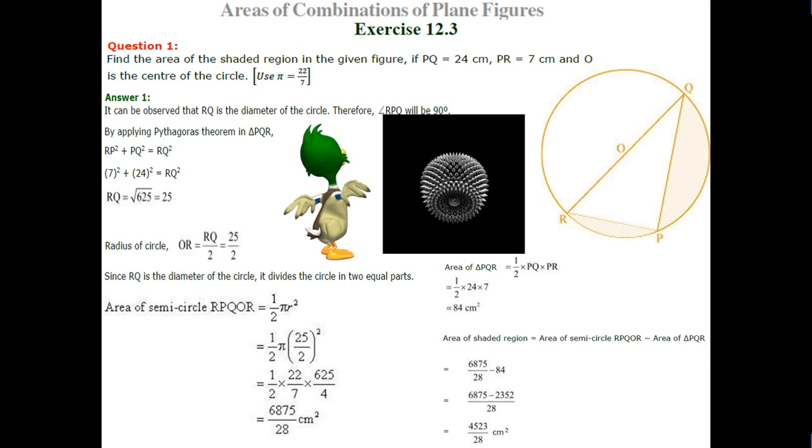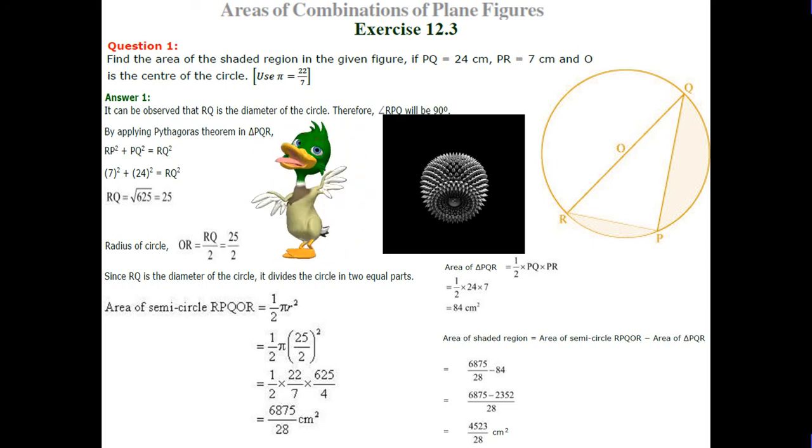Radius of the circle is 25/2. Since RQ is the diameter of the circle, it divides the circle into two equal parts. Area of semicircle RPQOR is 1 by 2 pi r square. वैल्यू सब्स्टिट्यूट करेंगे एंड गेट 6875.28 सेंटीमीटर स्क्वायर. Area of triangle PQR is equal to 1 by 2 into base into height, PQ into PR, 1 by 2 into 24 into 7, that is 84 centimeter square.